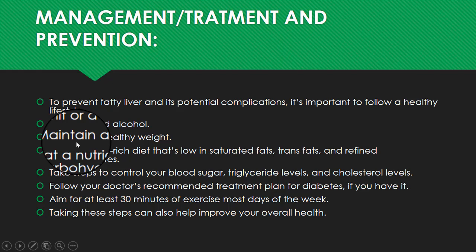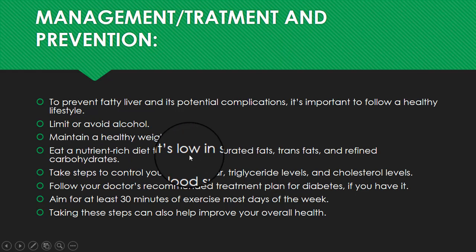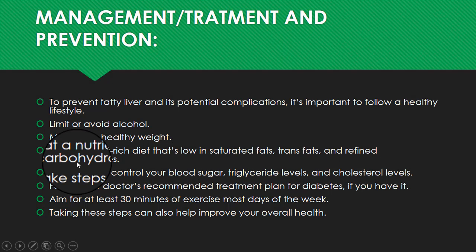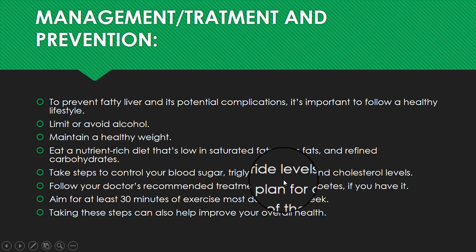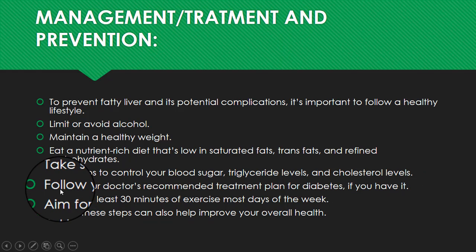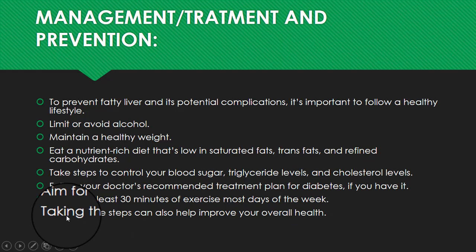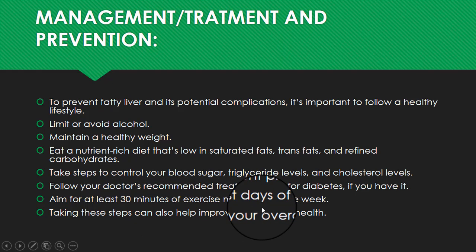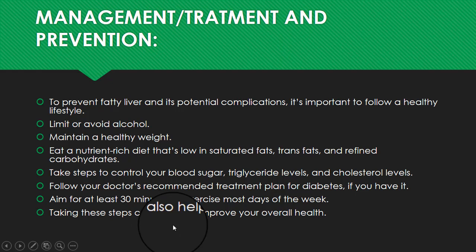Make changes in your diet. Maintain a healthy weight. Eat a nutrient-rich diet that is low in saturated fat, trans fats, and refined carbohydrates. Take some steps to control your blood sugar, triglyceride levels, and cholesterol levels. Follow your doctor's recommended treatment plan for diabetes if you have it. Next, aim for at least 30 minutes of exercise daily, most days of the week. Taking these steps can also help improve your overall health.